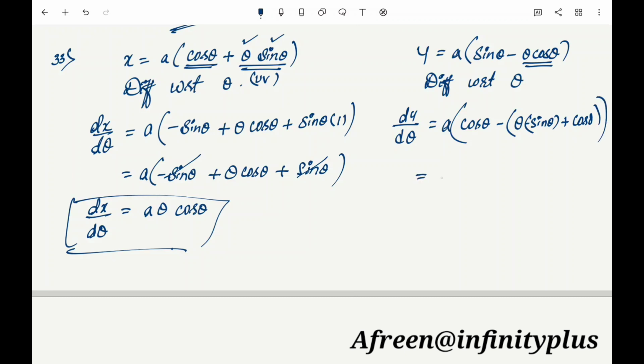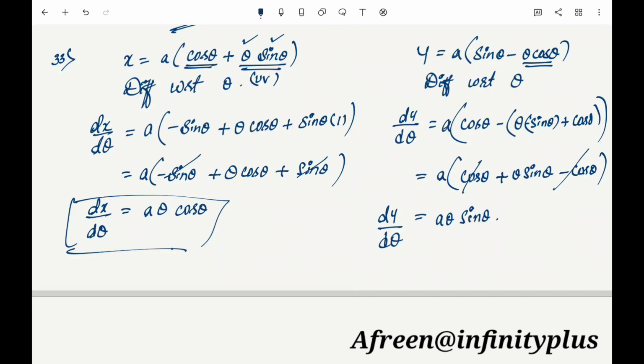So this will become a into cos theta minus, you can observe that if you multiply minus sign to this one, it will become minus into minus. This is plus theta sin theta, and minus into plus you will be having minus cos theta. So here minus cos theta and plus cos theta will get cancelled and you will get the value of dy by d theta, which is equal to a theta sin theta.